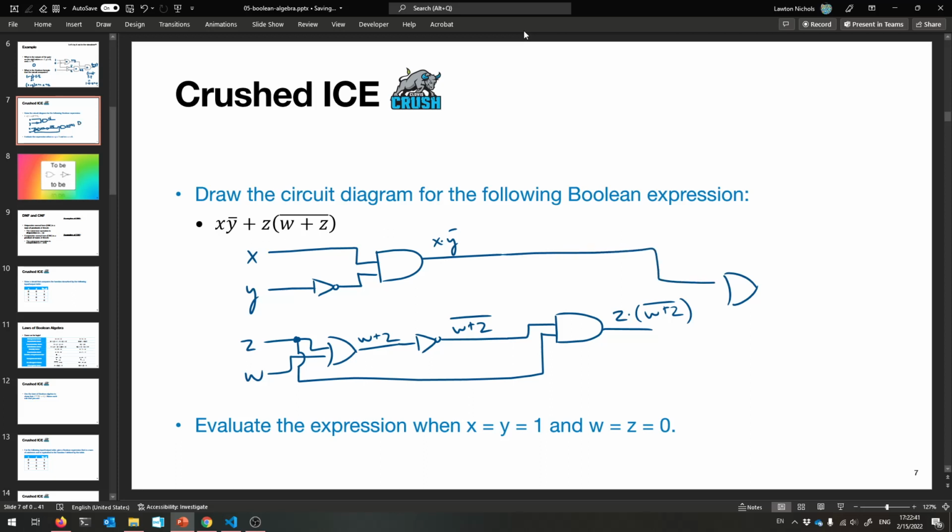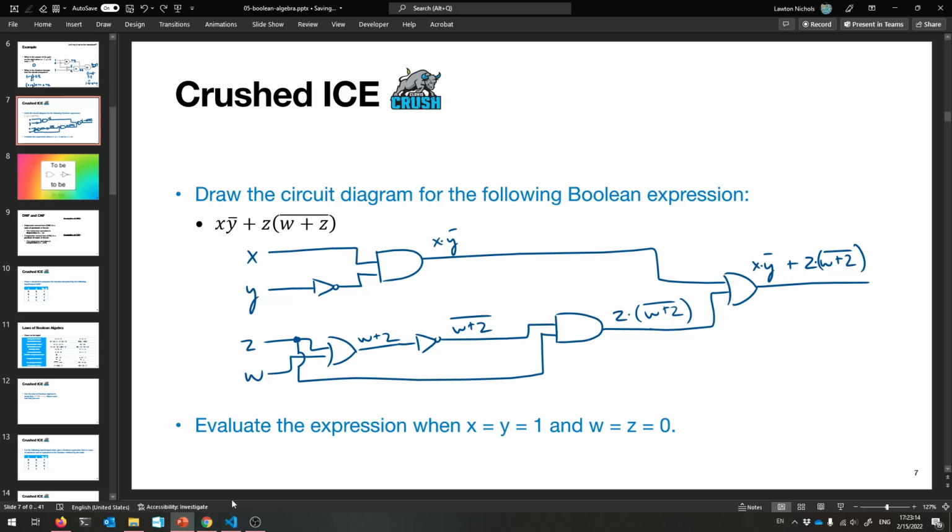And so finally, we have our final output, which is x y bar plus z times w plus z, all complemented. Yay. So, okay, with that, evaluate the expression when x is 1 and y is 1 and w and z are both 0. If I just replace all of these, let's do it together.